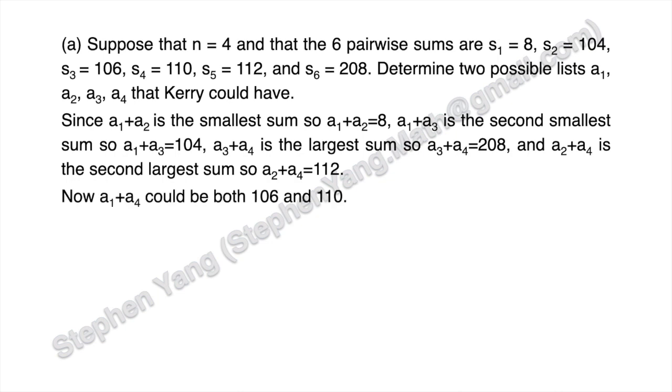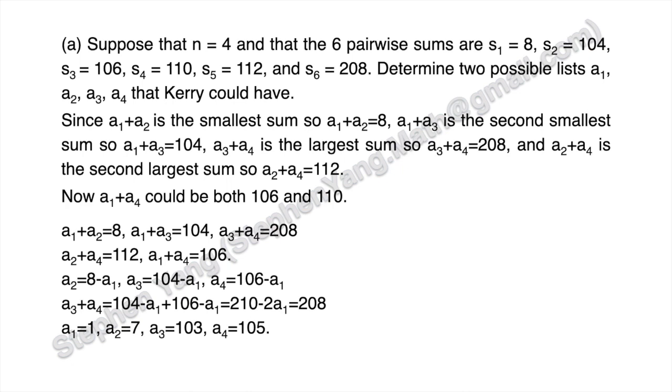Now, a1 plus a4 could be either 106 or 110. So let's consider the first scenario, a1 plus a4 equals 106. If we solve this system of equations, we will have a1 equals 1, a2 equals 7, a3 equals 103, and a4 equals 105.